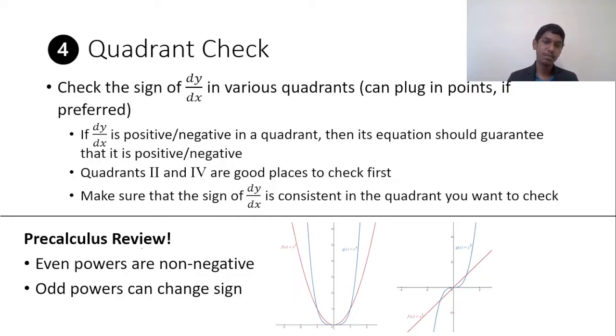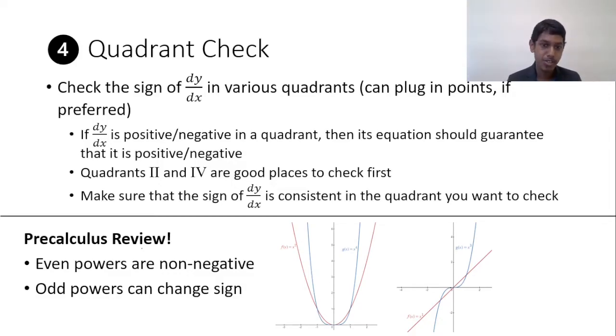If the derivative is consistently positive or negative in a certain quadrant, then its equation should also guarantee that it's positive or negative. I recommend good places to check right away are quadrants 2 and 4, the upper left and lower right quadrants, if you're not familiar with the quadrant system. The reason is that x and y have different signs there. Typically, at least for the problems on the AP exam, those will expose the wrong answers and help you narrow it down a little bit faster.